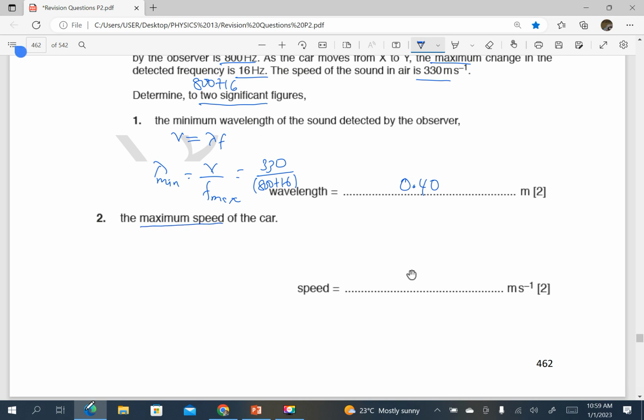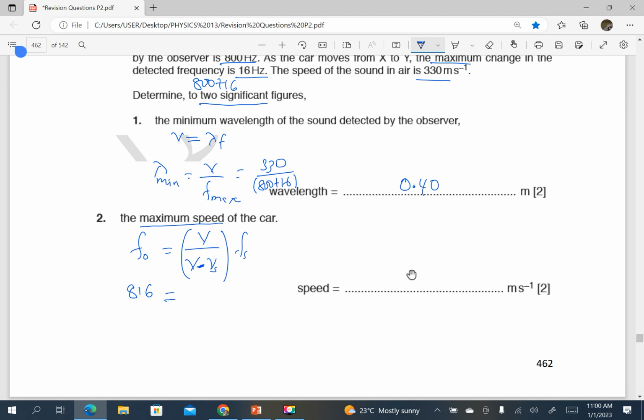Maximum speed. Of course, we know that the observed frequency f is equal to v over (v minus vs) times fs. Speed is maximum when the observed frequency is maximum, since speed is directly proportional to f. So the observed frequency is maximum, which is 816. I am putting subtraction here because it's moving towards. Frequency is maximum when the source is moving towards the observer. If it was away, it would be plus to make the numerator larger.